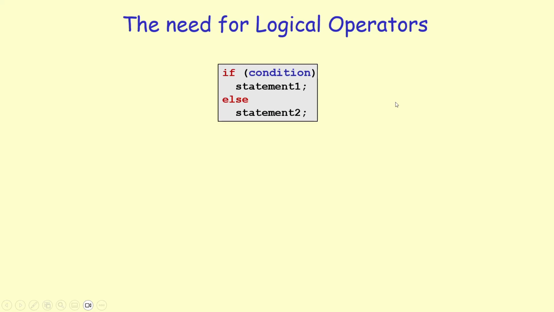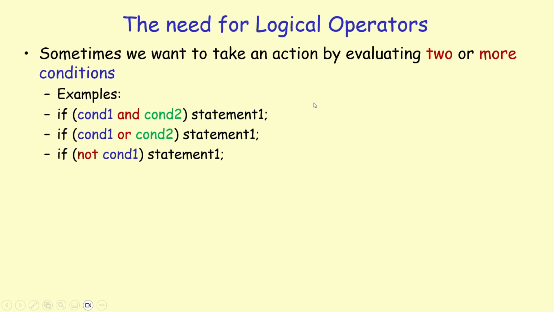So far, we looked into the if-else statement where we evaluate a condition, and if the condition is true, we execute statement 1. If the condition is false, we execute statement 2. But sometimes we want to take an action by evaluating 2 or more conditions. Let's look at some examples.